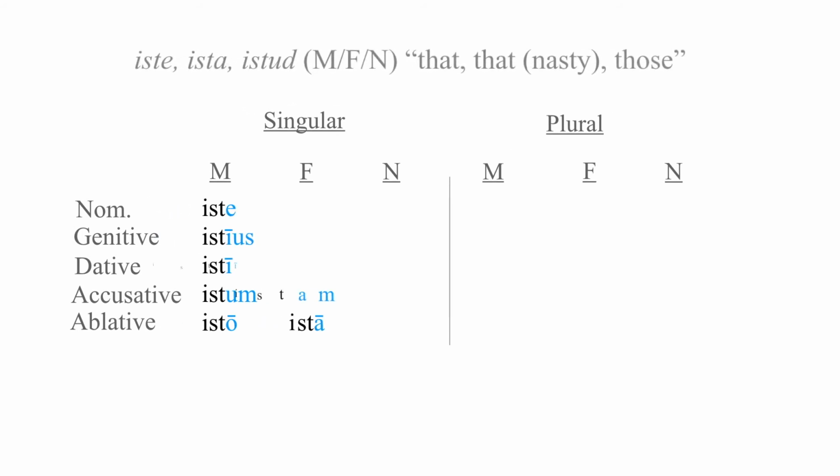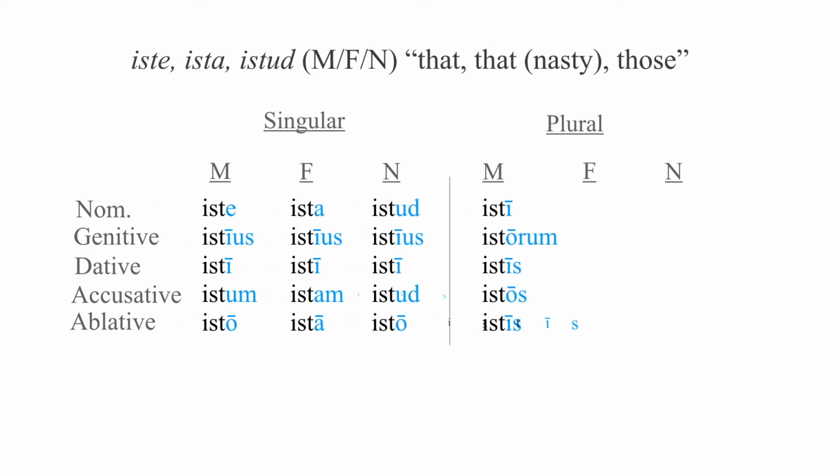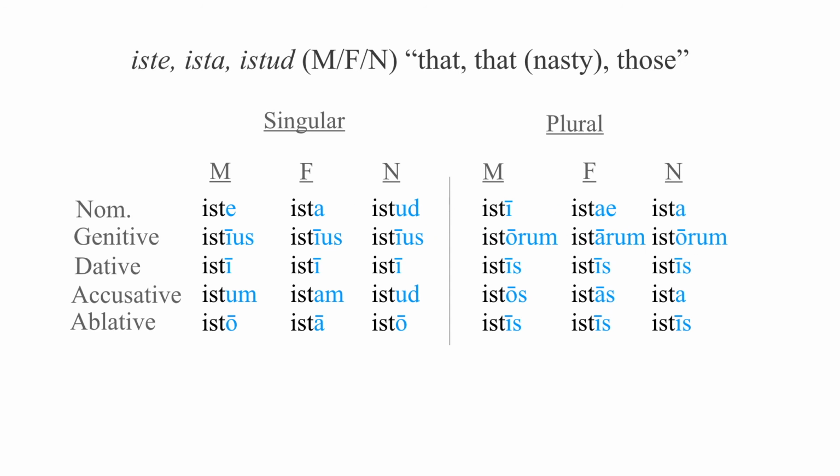And now we come to the demonstrative pronoun meaning that, or that very, or that nasty. Iste, ista, istud. So let's take a look at the forms, starting with the nominative singular. Iste, ista, istud. Istius, istius, istius for the genitive. Isti, isti, isti for the dative. Istum, istam, istud for the accusative. Isto, ista, isto for the ablative. For the plurals, we have isti, istae, ista, istorum, istarum, istorum, istis, istis, istis, istos, istas, ista, and finally istis, istis, istis.